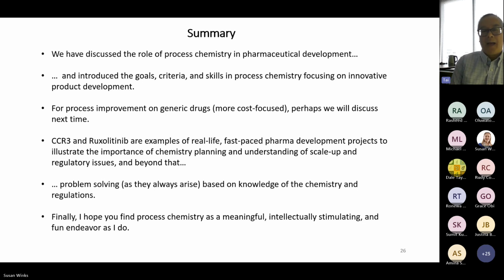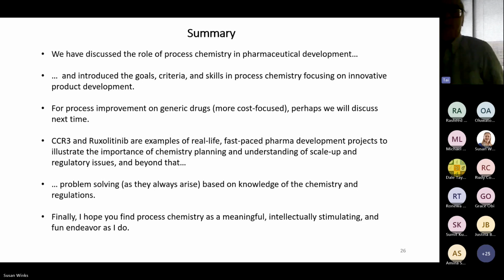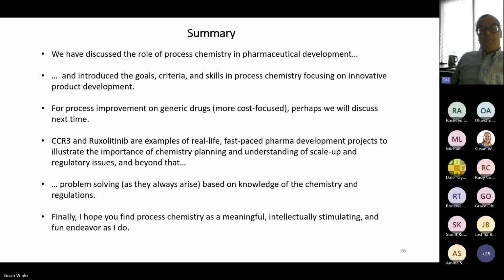So finally, this is the last bullet. I hope you find process chemistry as a meaningful, interesting, intellectually stimulating, and really fun endeavor as I do. And along my career, I have learned, as I've shown you, a lot of chemistry from the academic world. We have used Corey's chemistry, Jurgensen's chemistry, William knows, you name it. So, we learn a lot along the way. But most importantly, next slide, please.